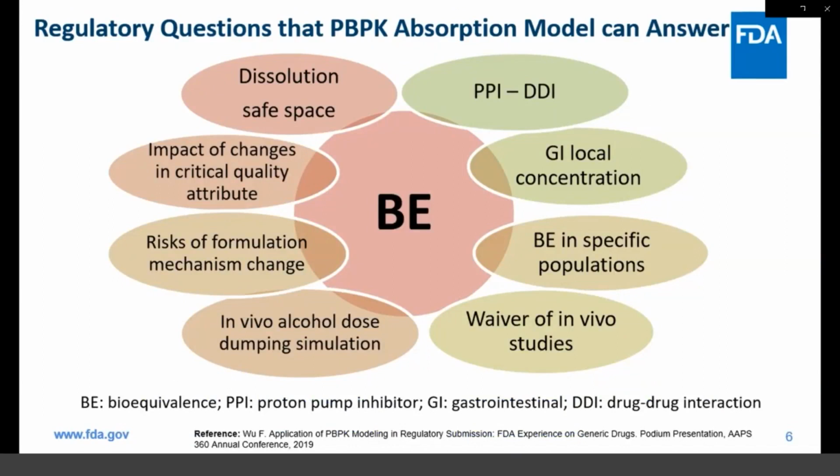The PBPK absorption modeling can also be used to predict the PPI, DDI potential, and GI local concentration, support BE assessment in specific populations, and the waiver of in vivo studies.